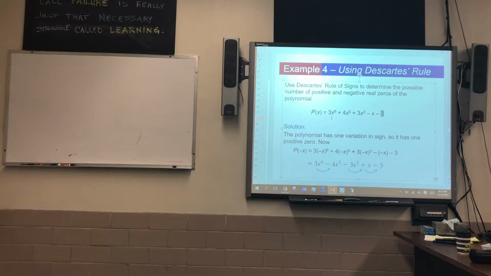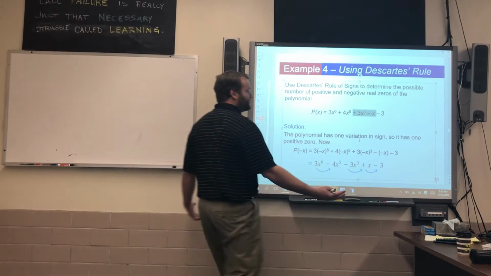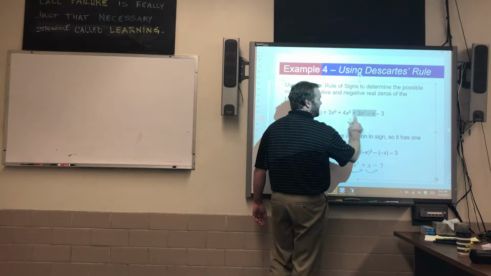So it tells me, if we use his rule of signs, and we find out that we have one variation in sign for P of x. Let's go down to, I don't know if I've got a good one here. Oh, this is it. This is the only time that we have a variation in sign right there, correct? Everything else is positive to positive. 4 to 3 is positive to positive. But positive 3 to negative 1 is a sign change. And then negative 1 to negative 3 is no sign change. So that's the only place that a sign change is occurring.